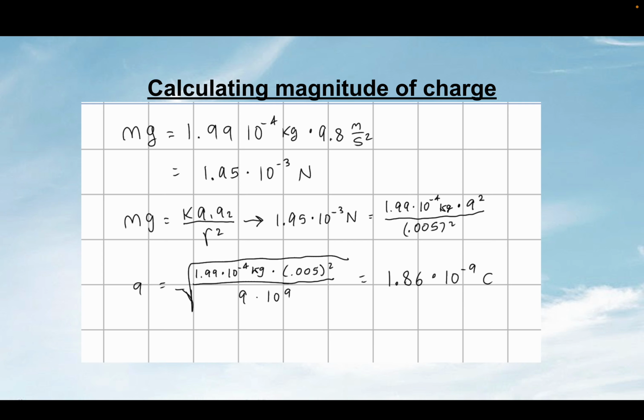So the first step that I did after collecting this data was to calculate the magnitude of charge in the experiment, the first being mg, which again is mass times 9.8 meters per second squared, which I determined to be 1.5 times 10 to the negative 3 newtons. I was then able to set this force equal to the one provided by Coulomb's law, which again results in 1.86 times 10 to the negative 9 coulombs.